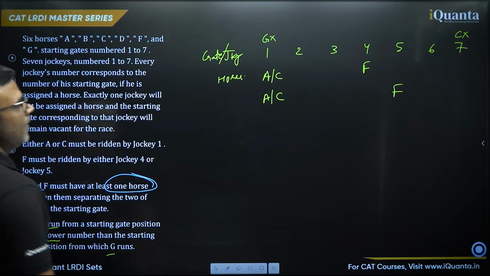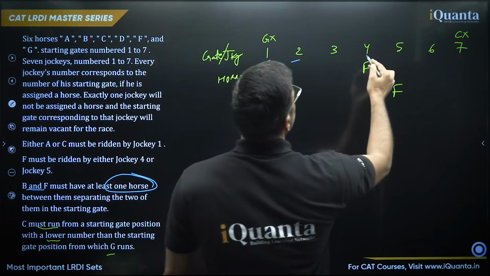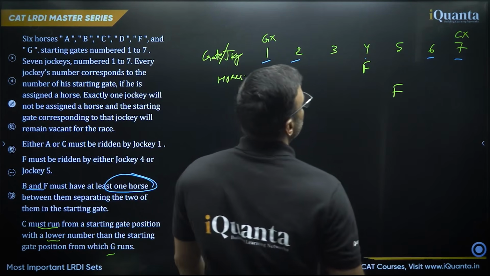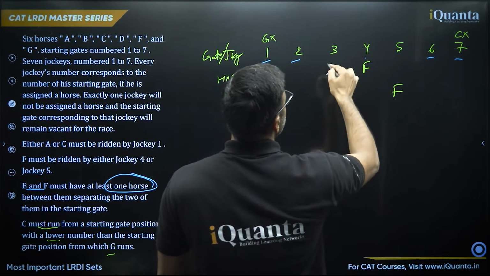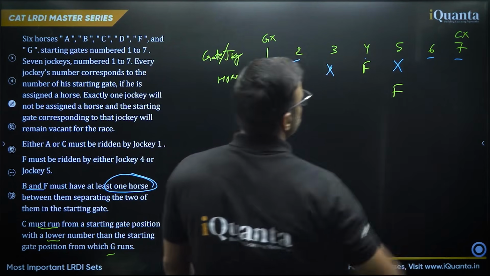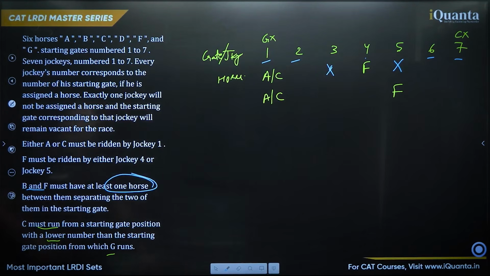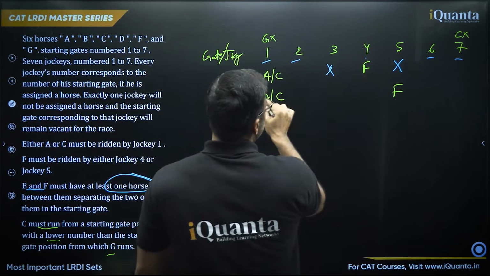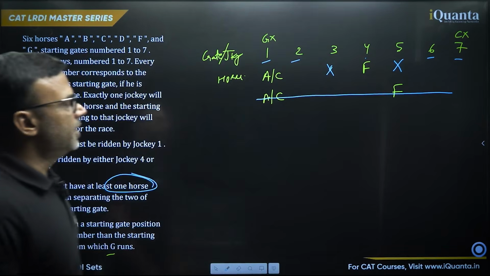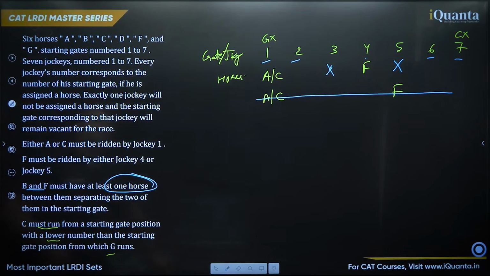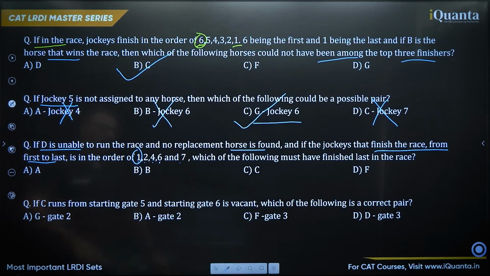So 1, 2, 4, 6, 7. That means place 3 was vacant and place 5 was vacant. Now if place 5 is vacant, then case 2 is gone. Only one case. Fantastic. That's pretty good. All right, what else do we have? D is unable to run. 1, 2, 4, 6, 7 are the only places where people would have started. Which of the following must have finished last in the race?